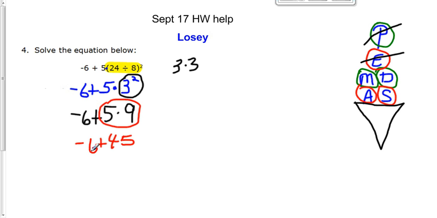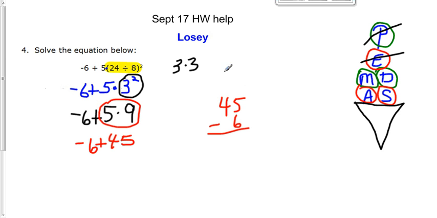So we have negative 6 plus 45. Well, what happens if I take a negative with a positive? They're going to cancel out. So I really can't add those two. I really have to subtract. So go over here to the side. I'm going to have 45 minus 6.